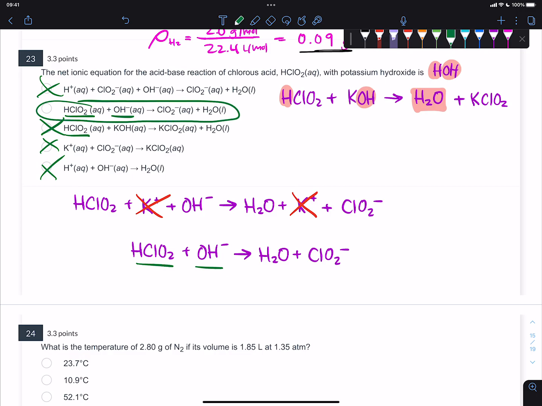Notice how the charge is conserved as well. So nothing plus -1 is -1. You have nothing plus another -1 is -1. So your total charge on both sides is conserved, and that's a really important thing to know as well.